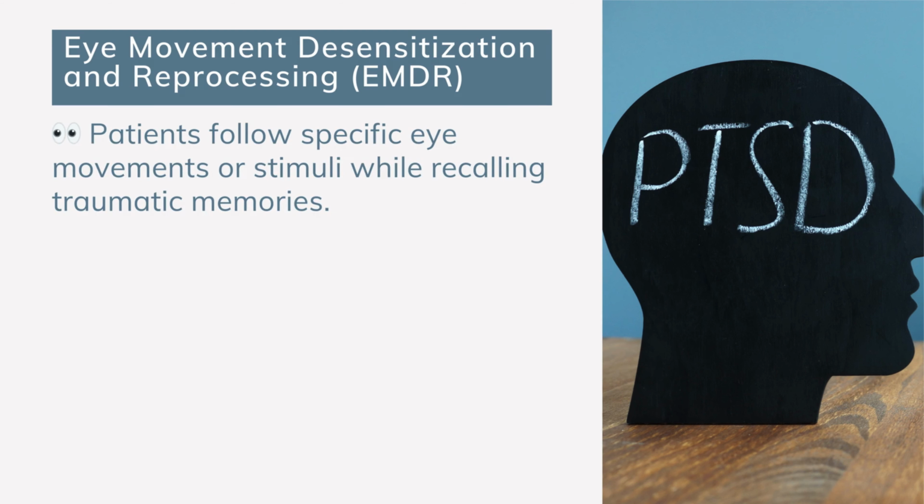Patients follow specific eye movements or stimuli while recalling traumatic memories. EMDR is different from traditional talk therapy because it focuses on bilateral stimulation, which helps the brain reprocess distressing memories more effectively. During EMDR sessions, patients are asked to recall a traumatic event while following specific eye movements, sounds, or tapping exercises guided by a therapist. This stimulation helps shift the way the brain stores trauma, allowing patients to process it in a less distressing way.